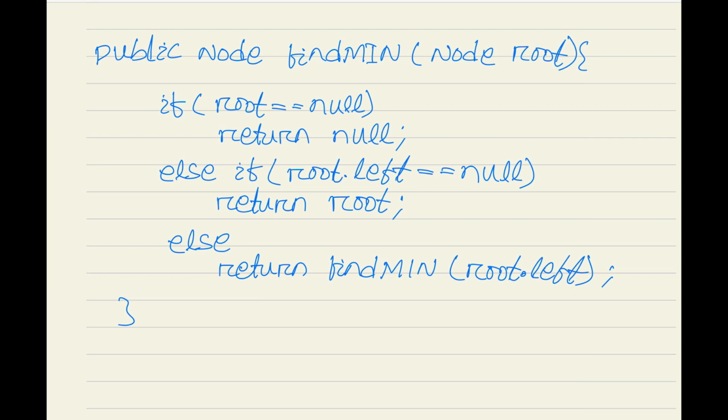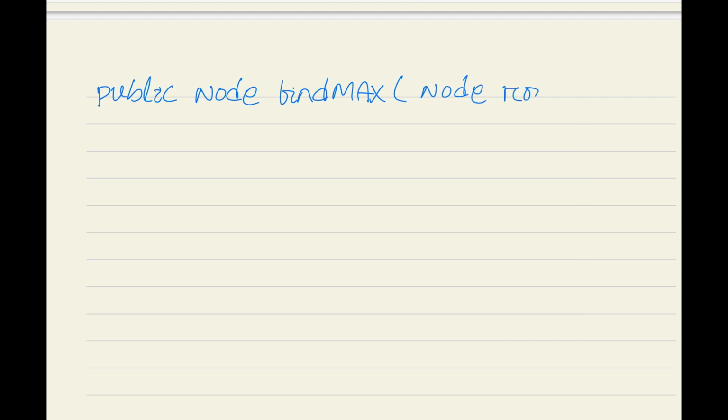Now we are going to discuss the find max method. It is similar to find min. Just write right in place of left, because here we are going to move towards the right. So we can write like this: public node find max, then node root.